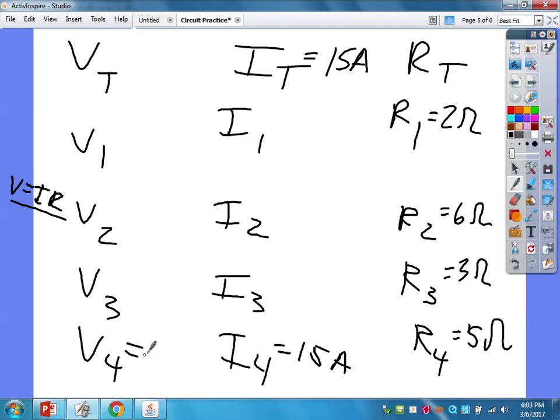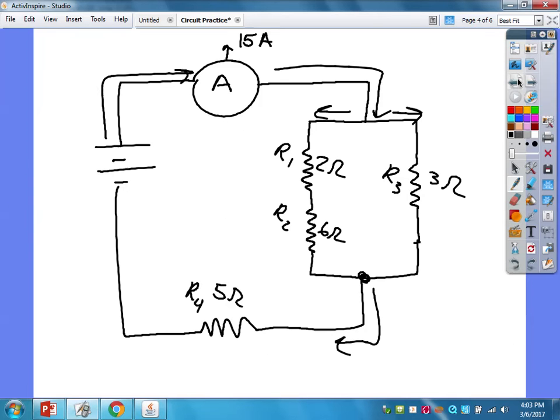15 times 5 is 75 volts. Okay, so we have 75 volts. Now, this is where people immediately get stuck. They're going, okay, what can I do next? Does that 75 volts stay the same through all of these? No. This is pulling out 75 volts of the total voltage from the battery. So this is the total voltage, not 75 either. It's taking 75 of those volts. The parallel circuit is taking all the rest.